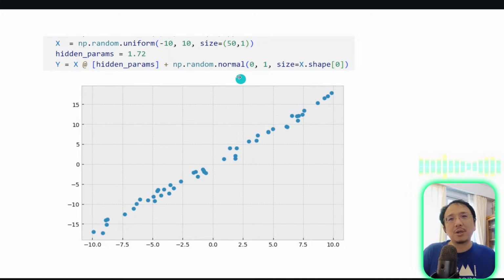You can change the noise level by adjusting the 1 to be another number, or you can also change the hidden parameter to another number as well, to repeat the experiment and give you an idea of how good and how plausible the linear regression can do and should do.